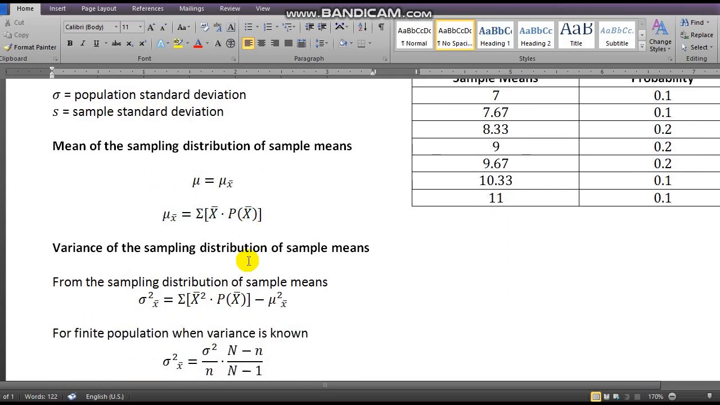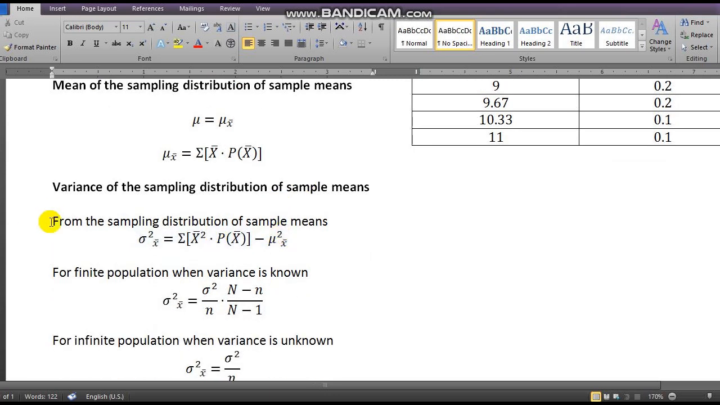And the formula for us to get the mean of the sampling distribution of the sample means is this one. The mean of the sample means is equal to the summation of the sample mean times the probability. Take note that this formula is similar to our formula for the mean of the discrete probability distribution. So it basically makes use of the same formula, just with a different notation. But on how we're going to use it, it's literally the same.